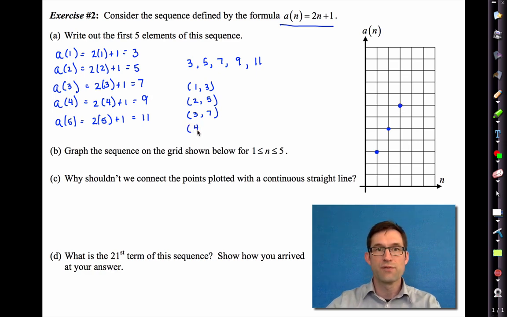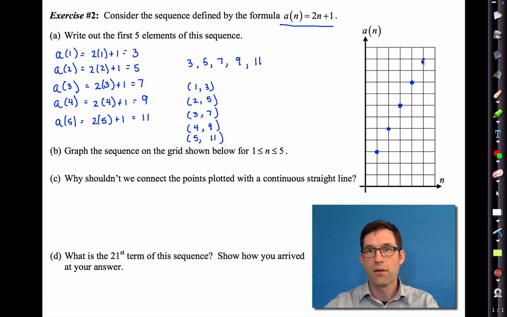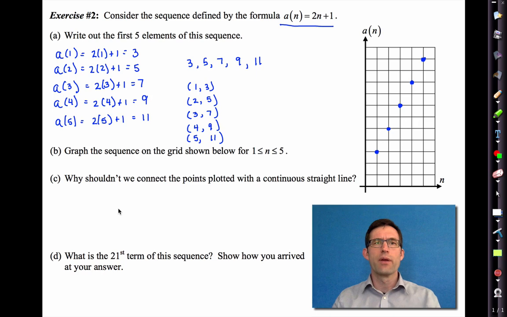When my input was 4, my output was 9. And when my input was 5, my output was 11. All right. Now, letter C is actually very, very important, okay? And it's something that my guess is you'll be tested on the Common Core Algebra 1 exam, regardless of where you're taking it or who's giving it.